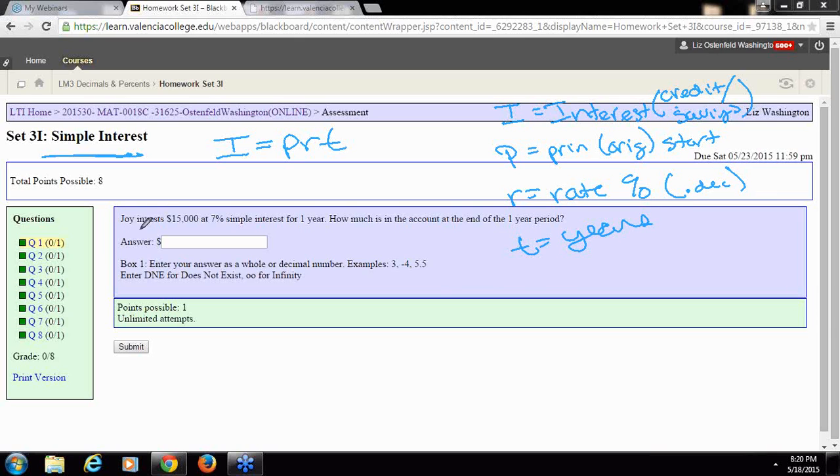So here it says Joy invests $15,000. So already, which variable does $15,000 stand for based on all this? Is it the I, the P, the R, or the T? Very good. It's the P. I invested that much at a 7% simple interest. Is that the R, the T, or the I? Which one is the percent supposed to be? The R. And 1 year is my what?